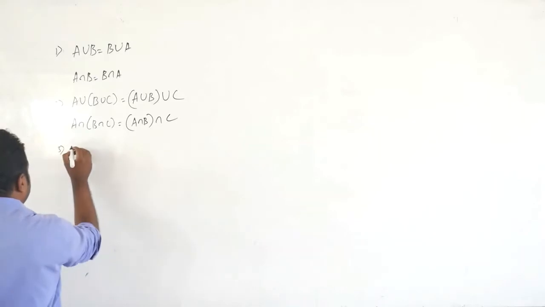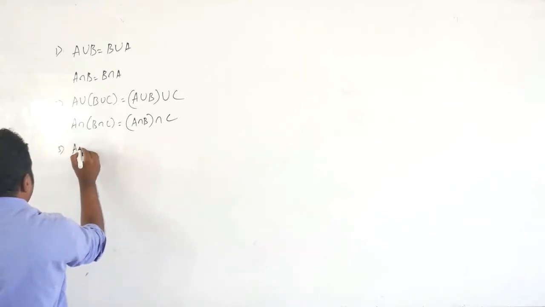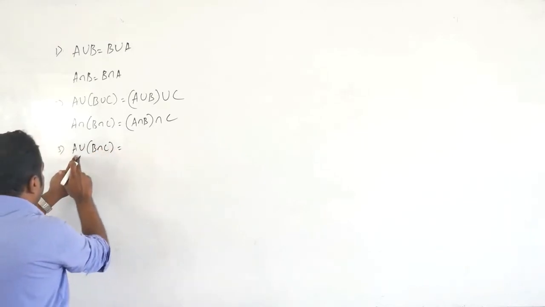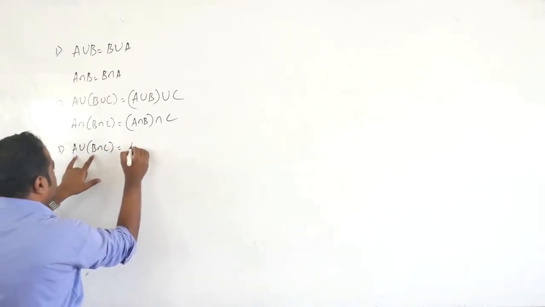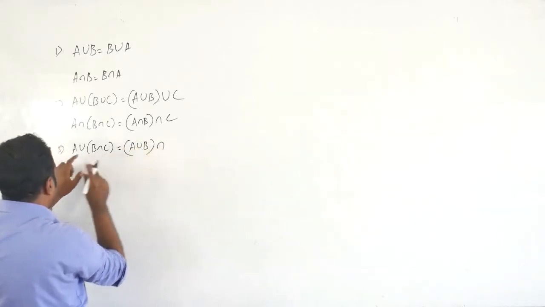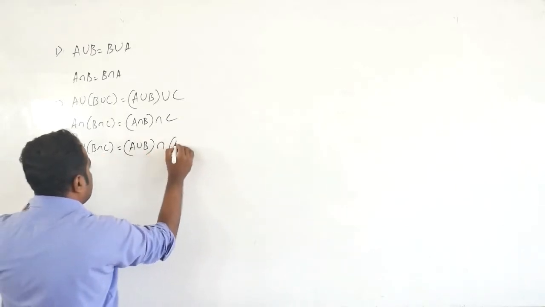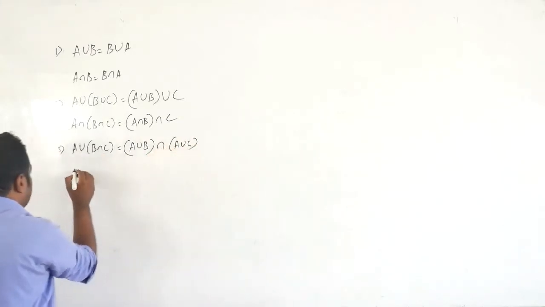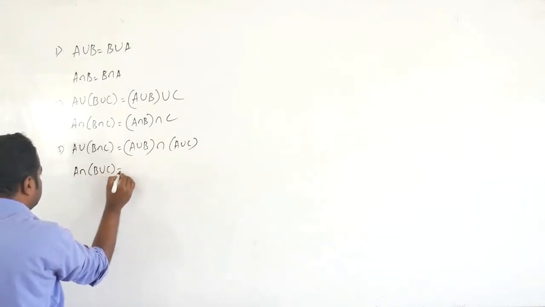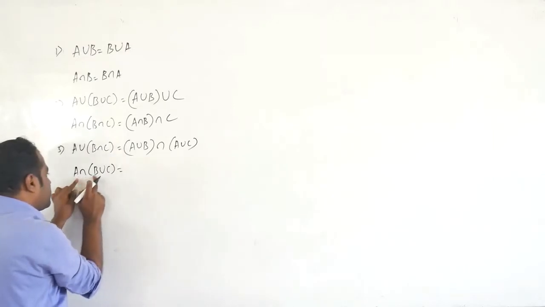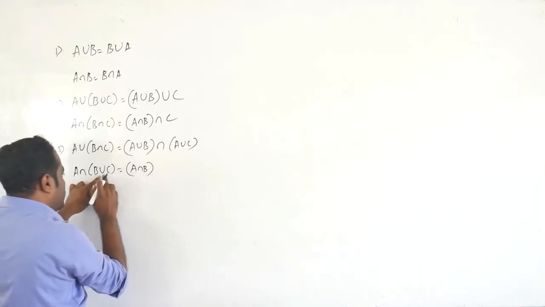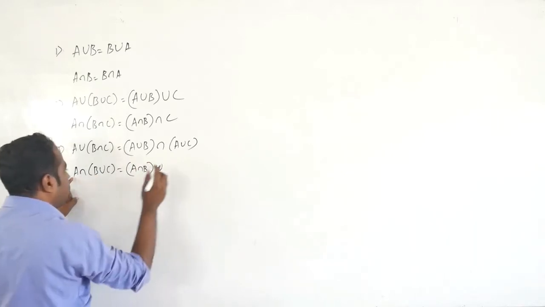And next, third one, distributive law. Again, consider three sets. A union of B intersection C is equal to first A union B, next here intersection, again A union C. Similarly, A intersection of B union C is equal to first A intersection B, next here union, A intersection C.